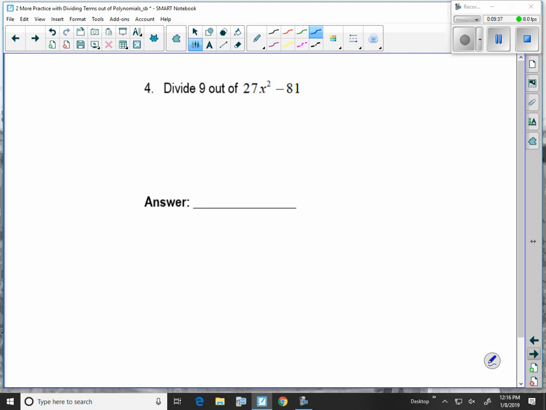Okay, all right. So look at number 4. It says divide by 9. Now we're no longer dividing a variable here. We're dividing just a number. So what's 27 divided by 9? Do we keep the x squared? Sure do. What is 81 divided by 9? 9. There we go. Not too bad.